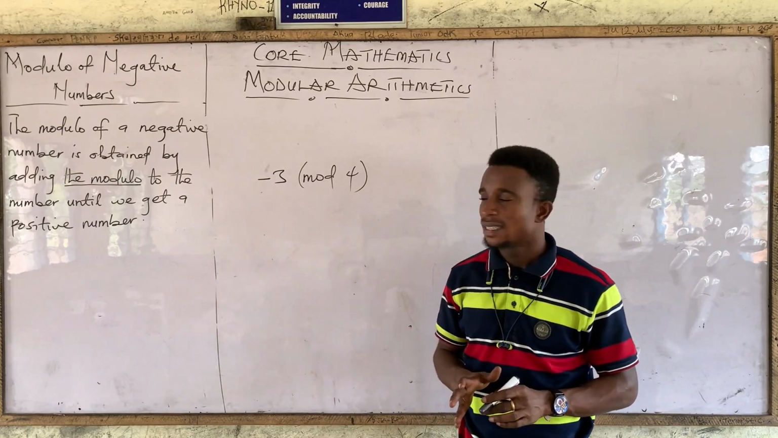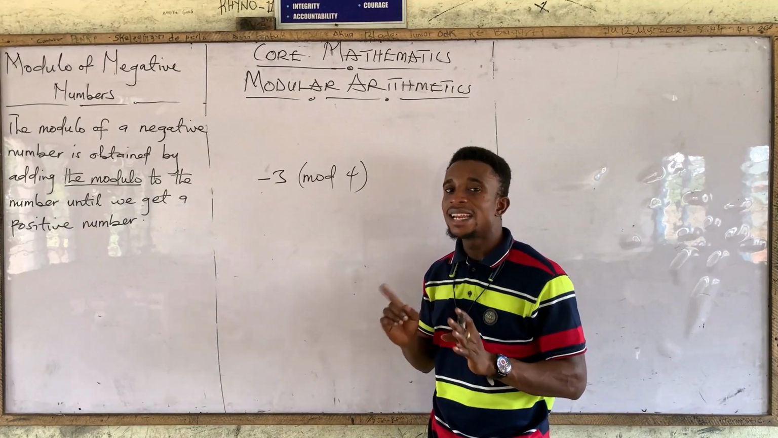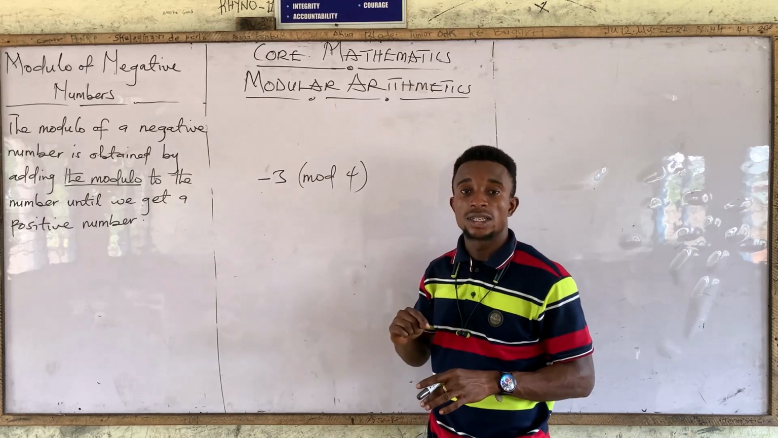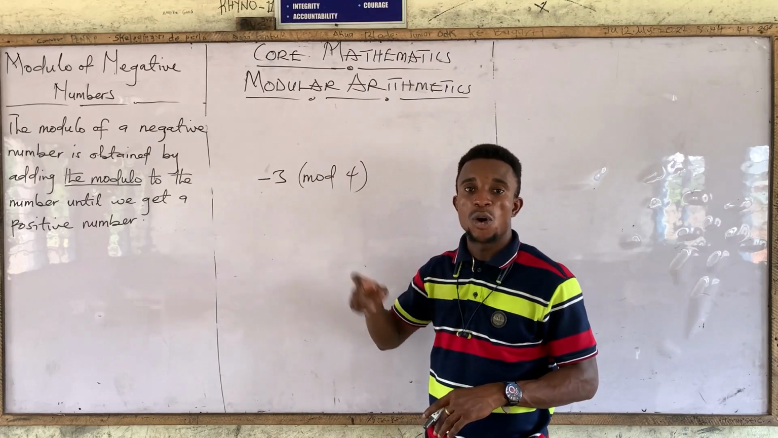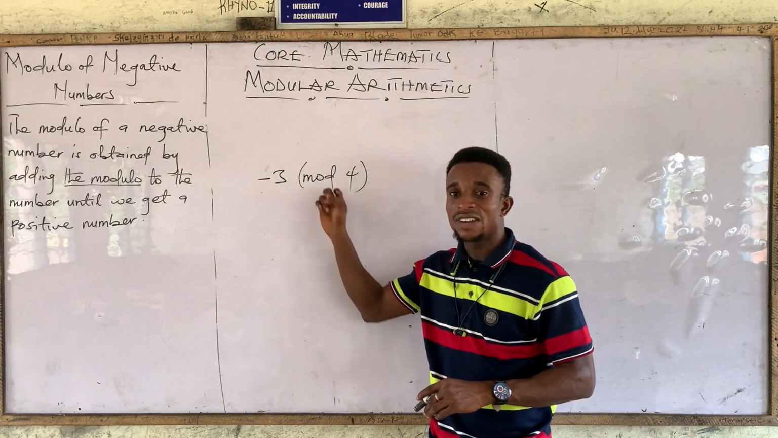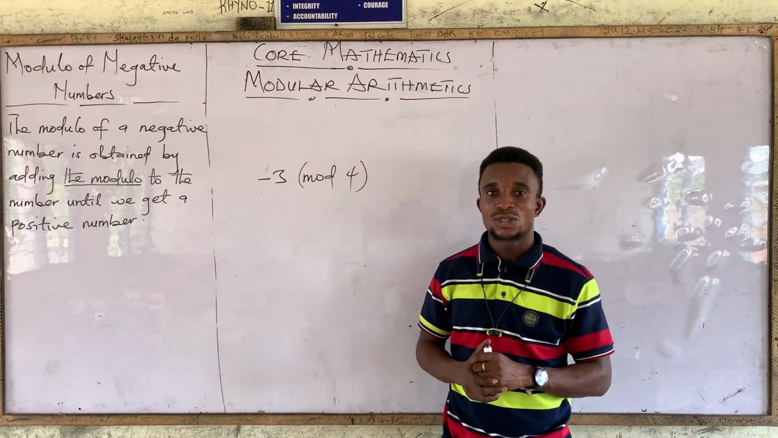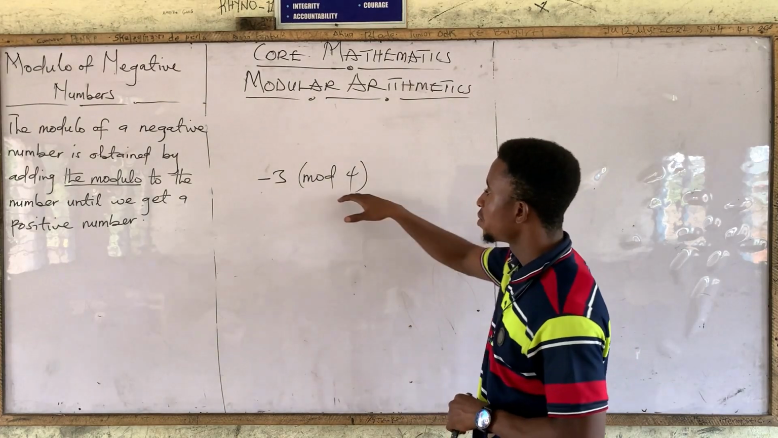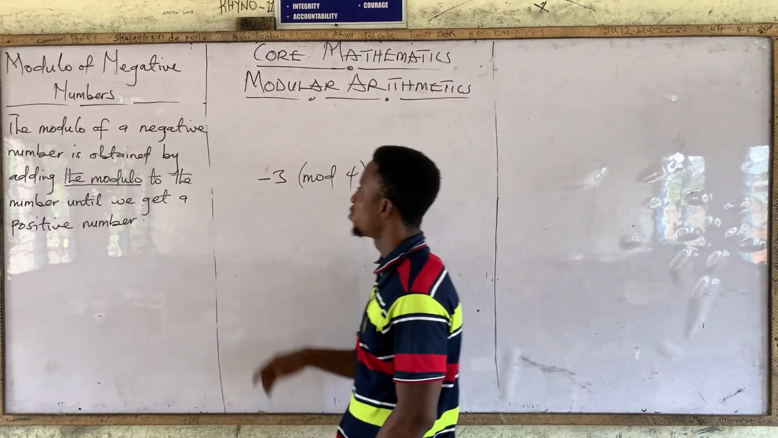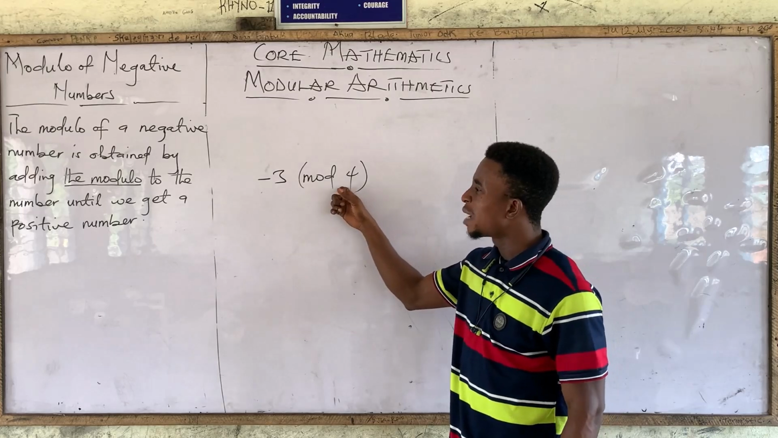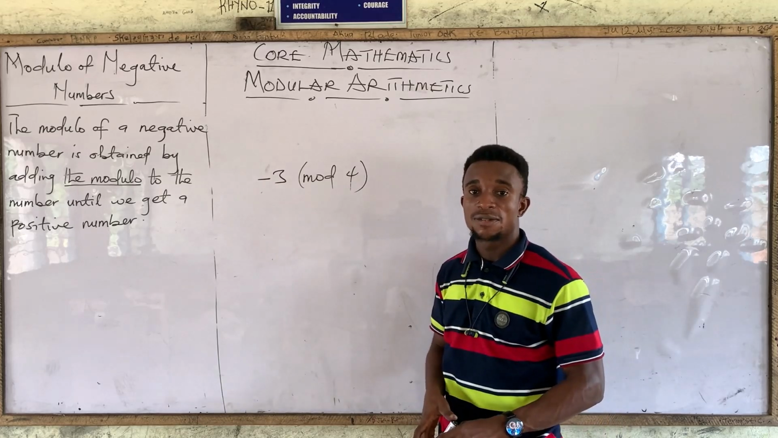Let me come back again. You can recall that I told you the mode can never be negative. But I didn't say that the number we are taking the mode on can never be negative. Here we are seeing that the number we are taking the mode on can be negative, but the mode itself can never be negative. So let's see how to take the mode of a negative number. Whenever this is given, we add the modulo to the number until it turns positive.